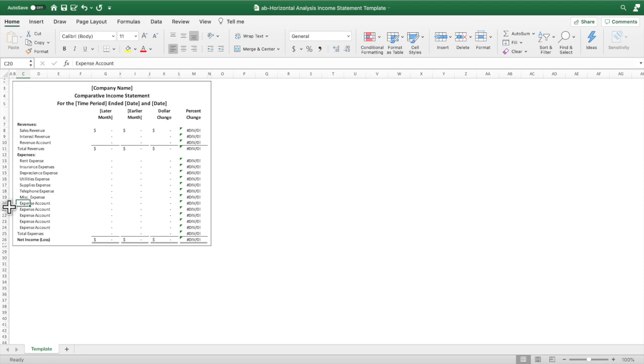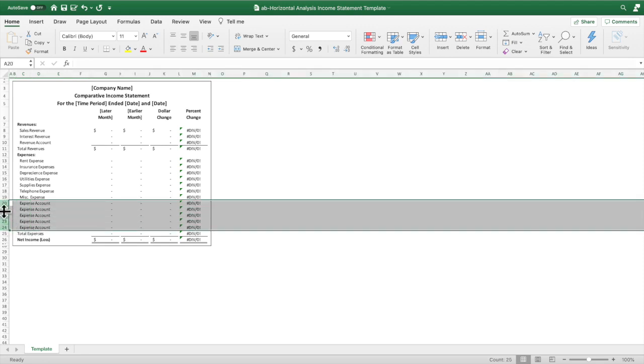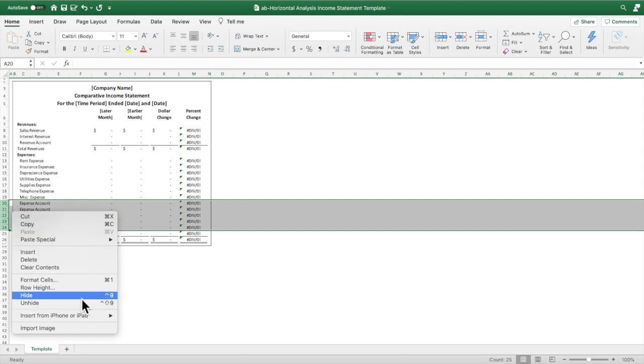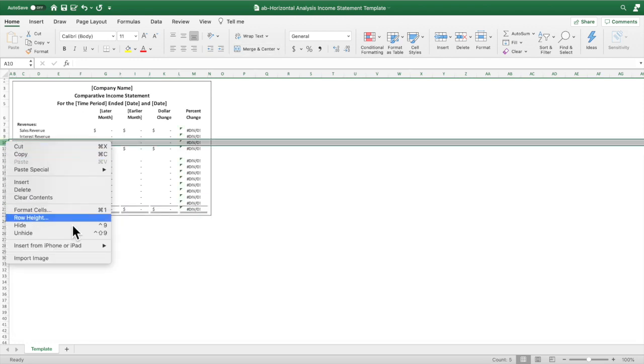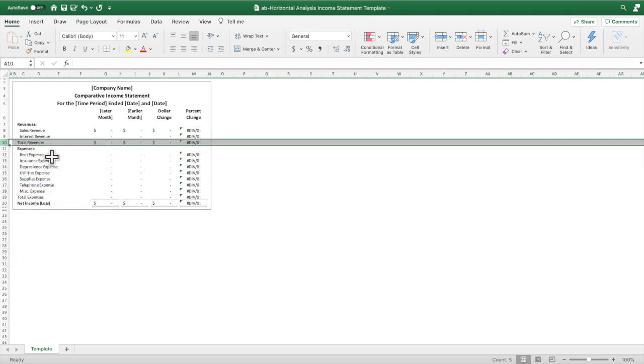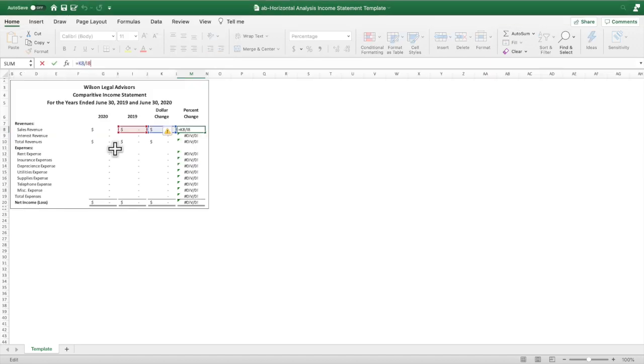So what I'm going to do is I'm just going to go through these and get rid of these since we're not going to be using them. So I'll just delete these from here. And I'm going to delete this one. So we have up into our total revenues and our total expenses here. A horizontal analysis of Wilson Legal Advisors, and I input all the revenues and the expenses. So what we're doing is a comparison between Wilson Legal Advisors income statement from 2019 to 2020.